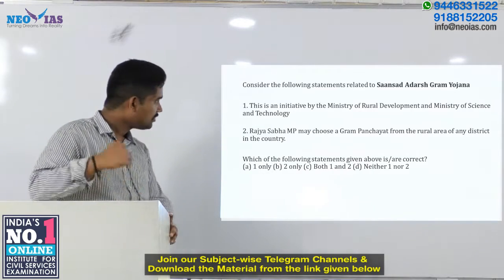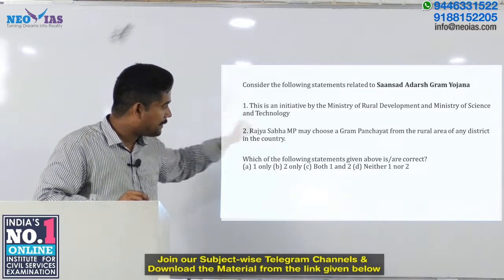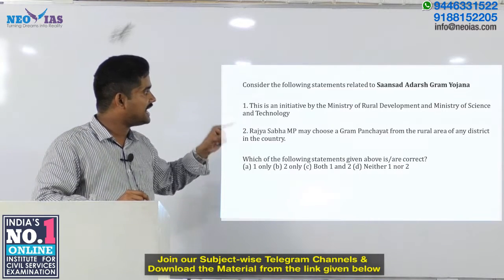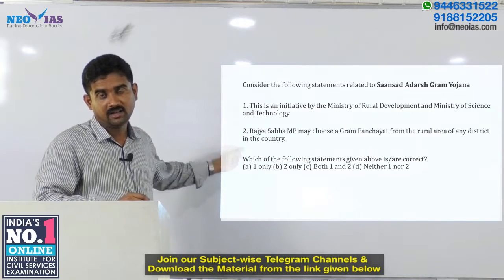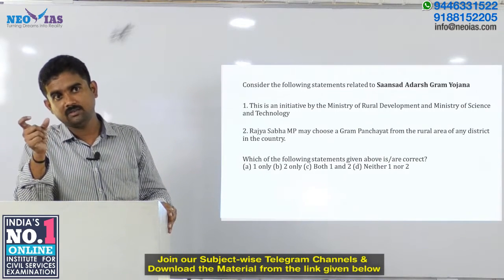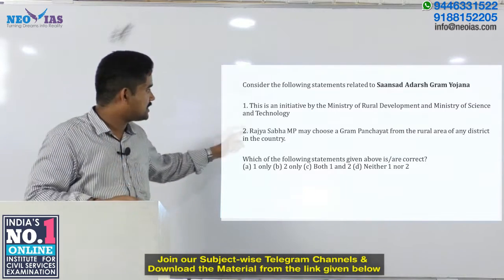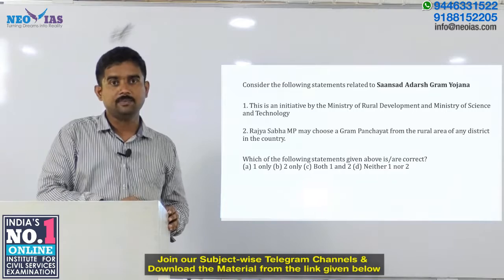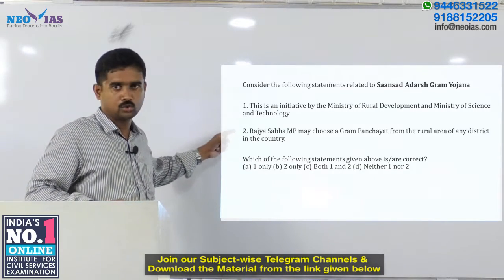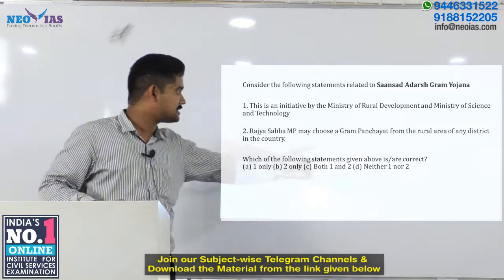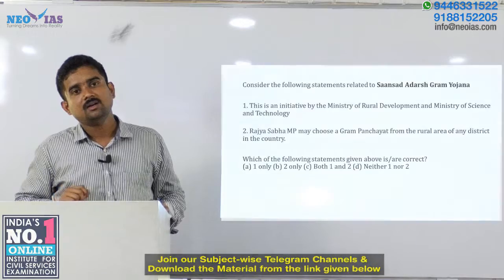Then, a Rajya Sabha MP may choose a Grama Panchayat from the rural area of any district in the country. So, a Rajya Sabha MP cannot do that. He has to choose the Panchayat from the state in which he is elected, whereas this provision is applicable to the nominated members, which makes the second statement also false. So, both 1 and 2 are false, which gives us the option as neither 1 nor 2. Thank you so much.